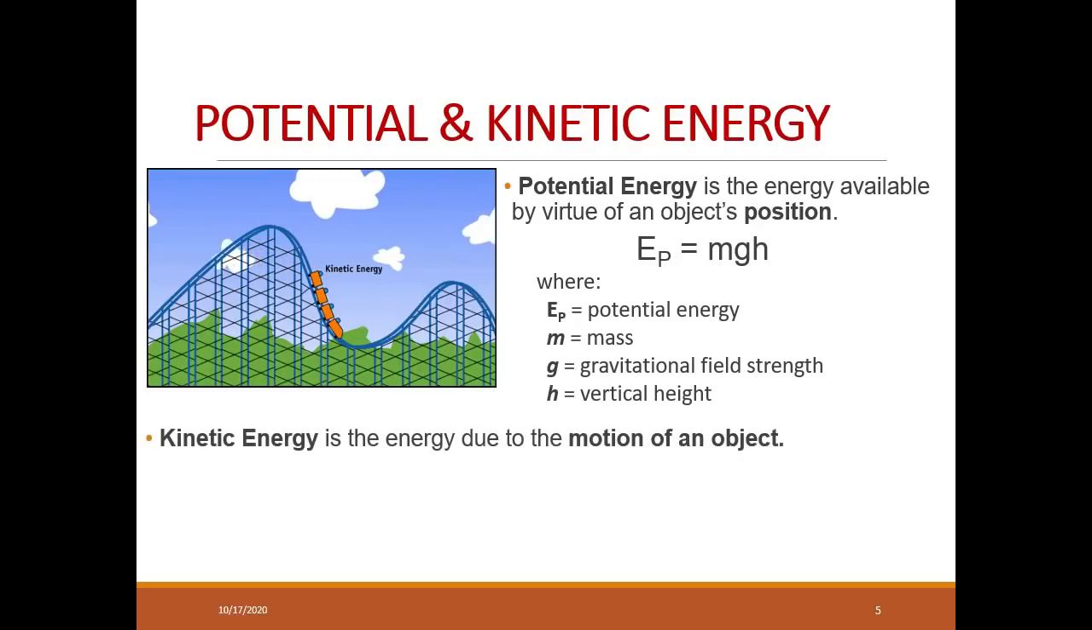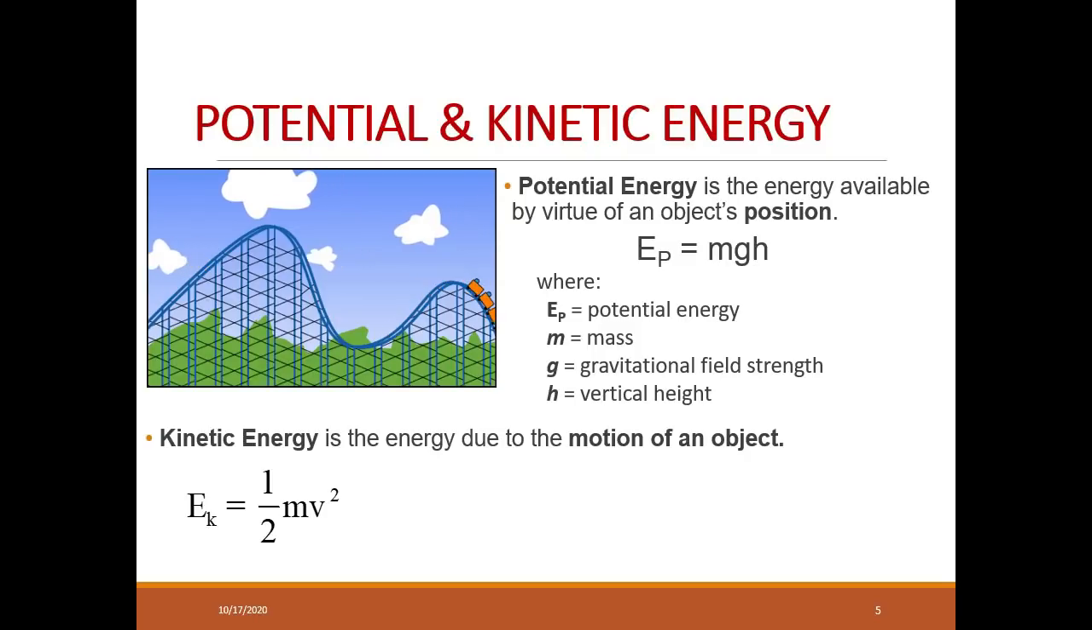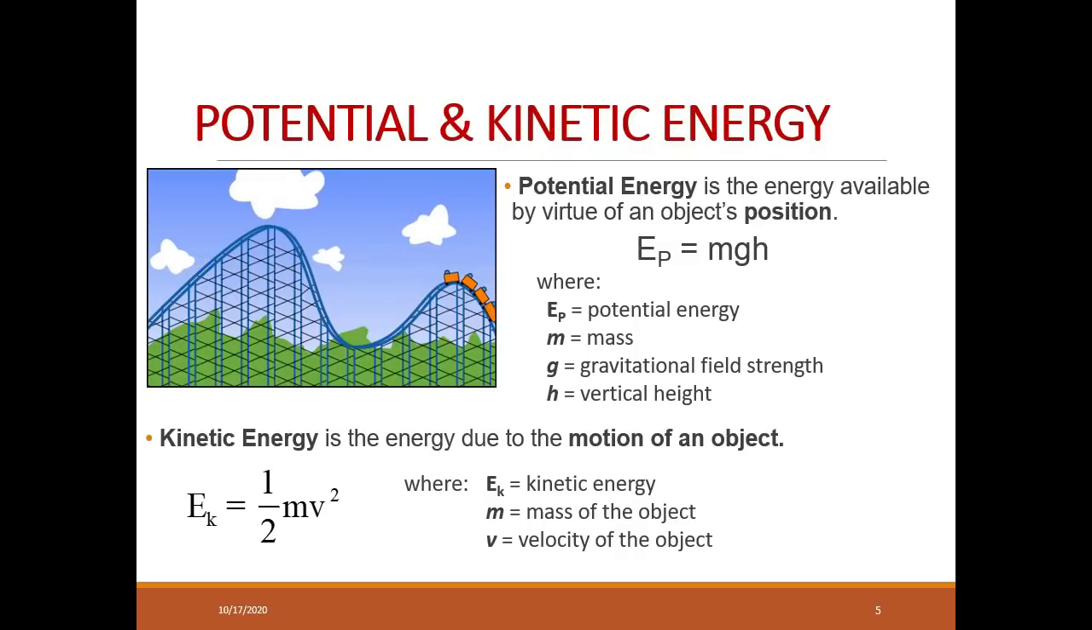The second type is kinetic energy. So it's the energy due to the motion of an object. And the types of kinetic energy could be mechanical energy, electrical energy, and magnetic energy. Thermal energy is also kinetic energy. So to compute the kinetic energy, that is equal to 1/2 mass times velocity of the object squared.